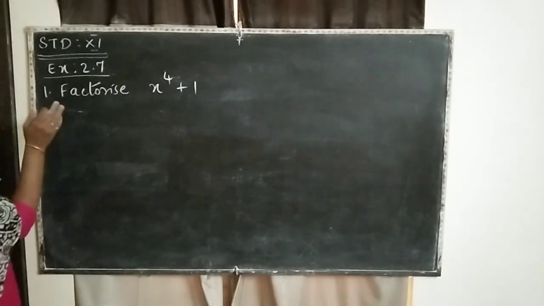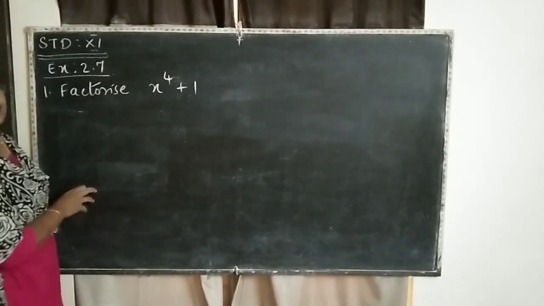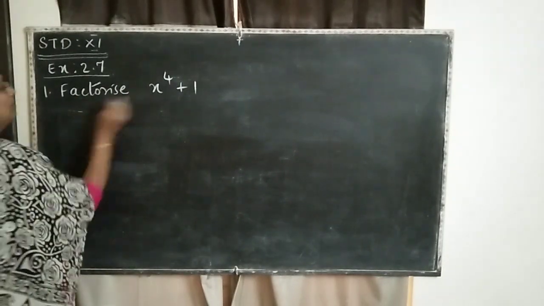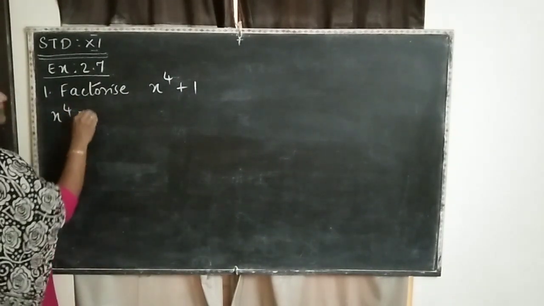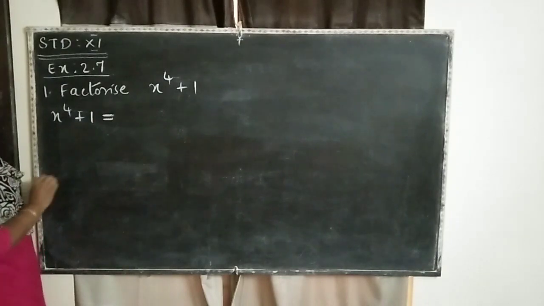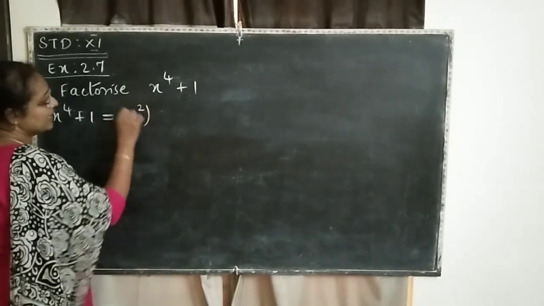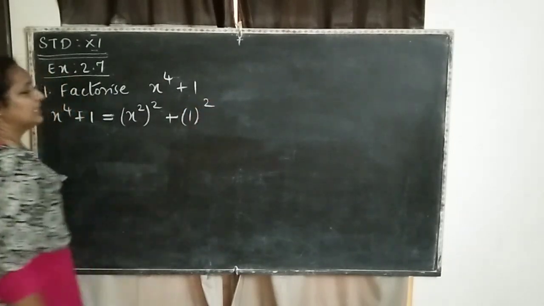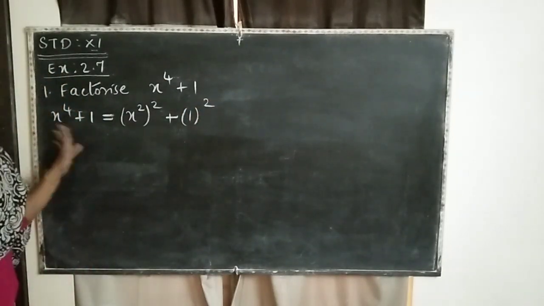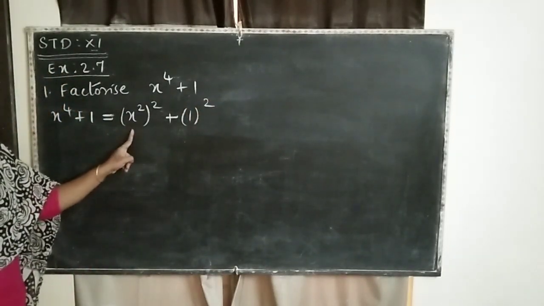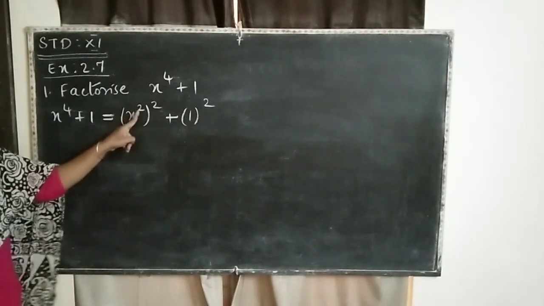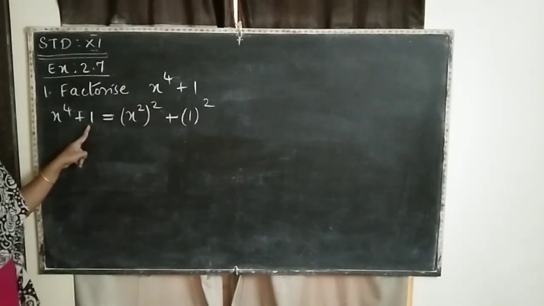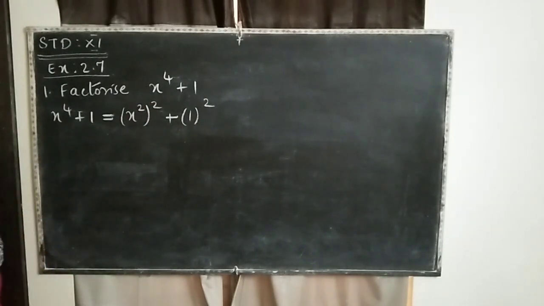Okay. But we are going to use the square concept. Let's see how we are going to use it. Now, this x power 4 plus 1, we are going to rewrite as x squared the whole square plus 1 the whole square, without changing the meaning of the question given here. Check it now. x squared the whole squared will give you x to the power 4, and 1 squared is 1. Yes or no?